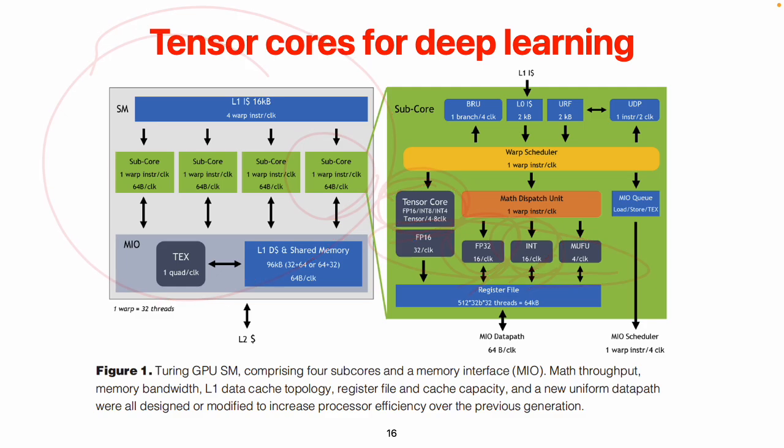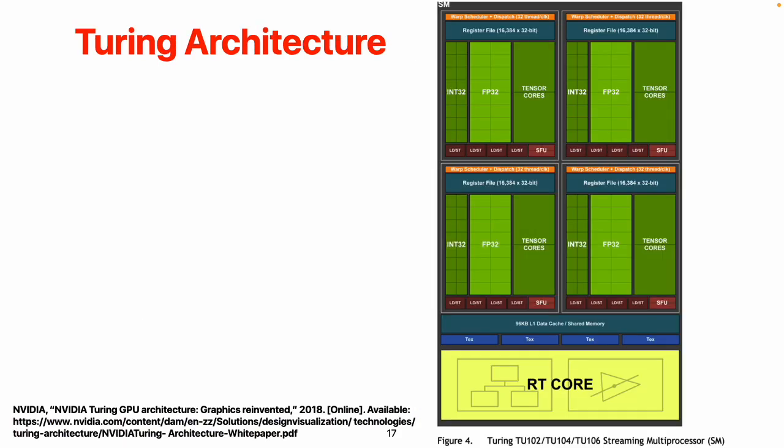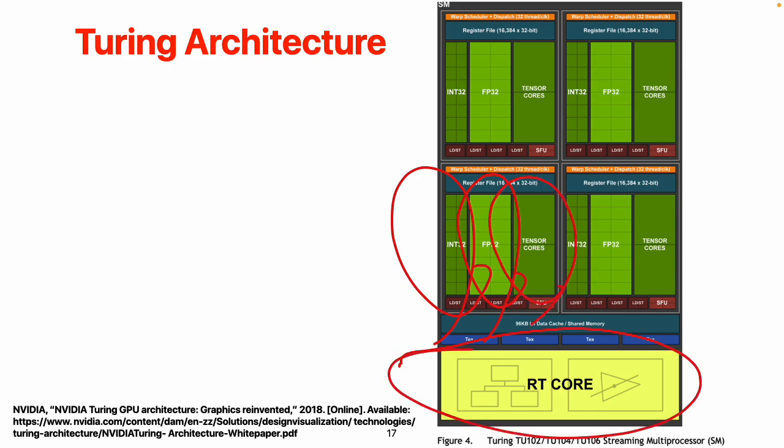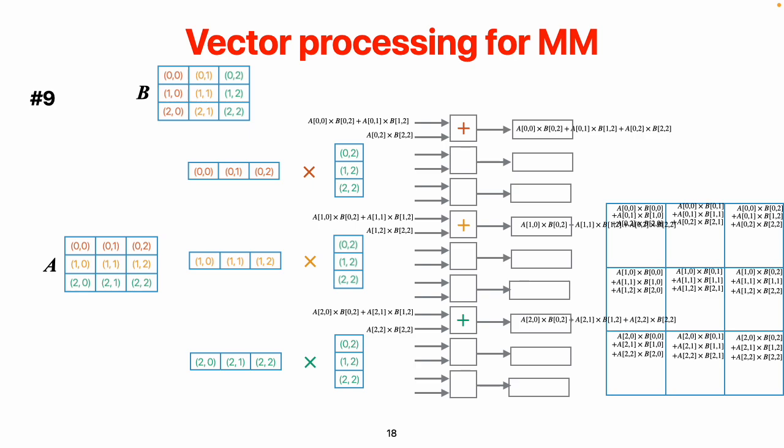Well, in terms of inferencing, they don't really need that kind of really high precision. So this is another view of the tensor core Turing architecture. As you can see, another way of looking at the Turing architecture is that they have integer 32 vector processing units, FP32 vector processing units, and tensor cores. And also they have the RT cores, which we will talk about later.